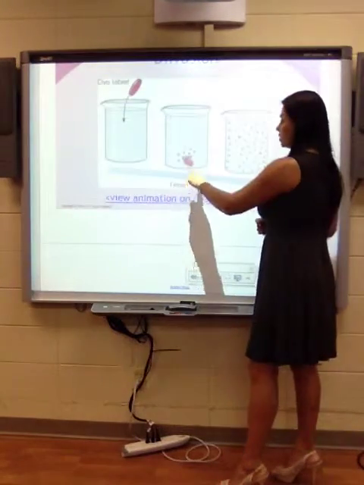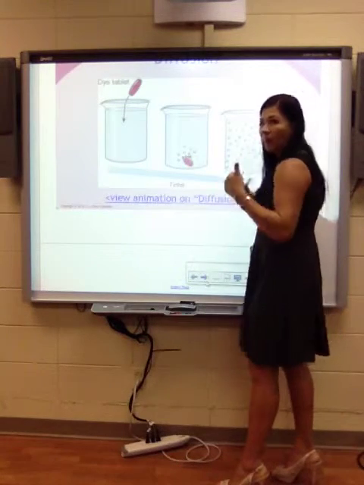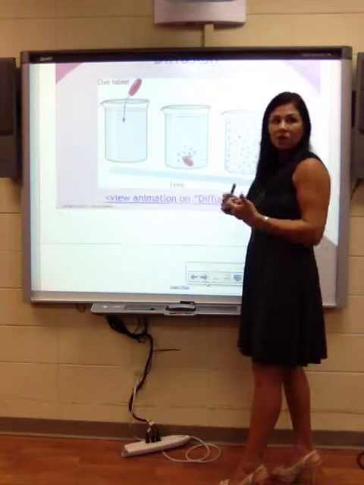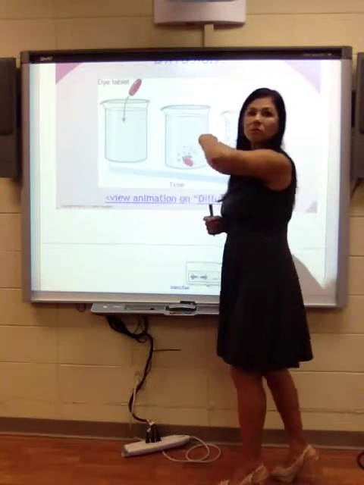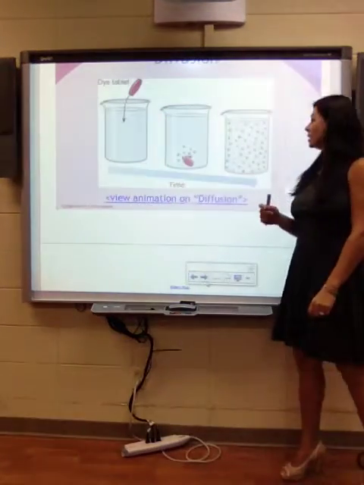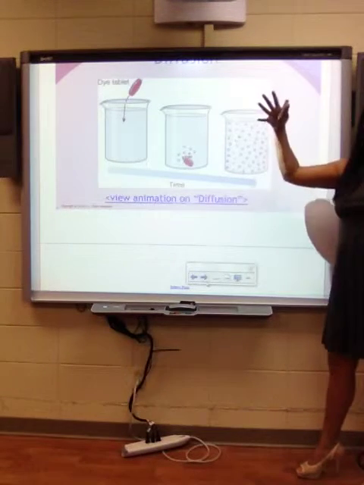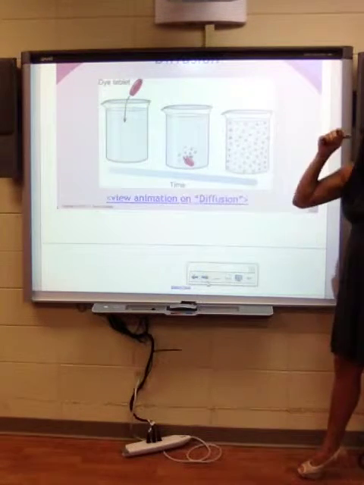Meaning there's a whole bunch of particles, we're all bumping into each other, it's uncomfortable. I'd much rather be way over here where there's nobody else. And so that's what it does, until we all spread out and we reach an equilibrium.